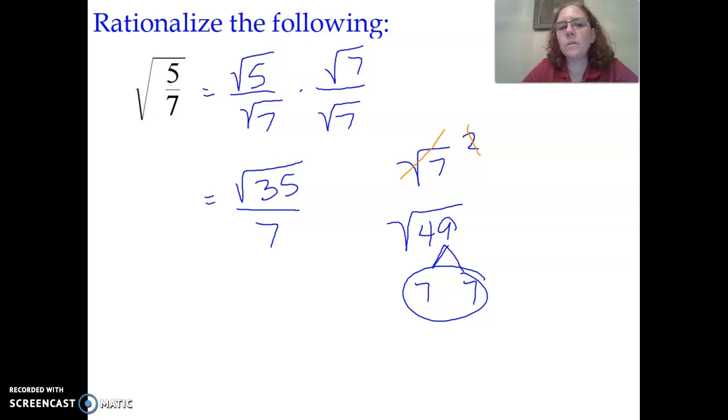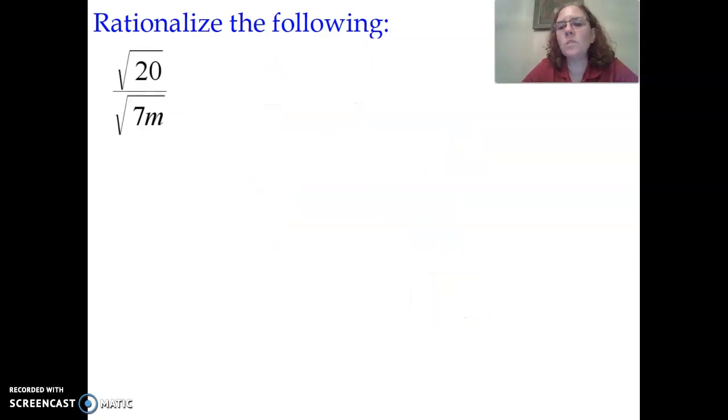All right, let's do another one. This one you're going to notice is a little bit different. This one I have 2 square roots already. It's a fraction with 2 square roots in it, so I don't need to split it up. It's already split up. And you'll also notice that this one has a variable. So we're going to see how that variable changes things, if at all.